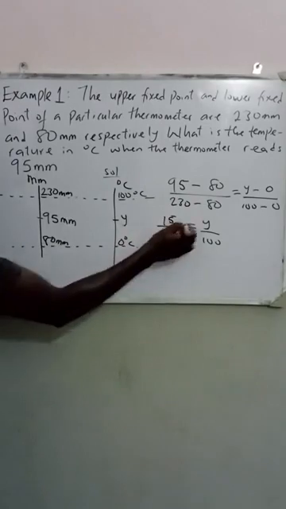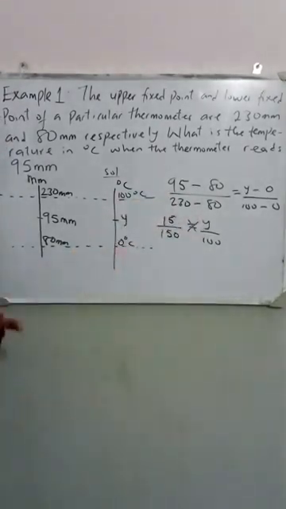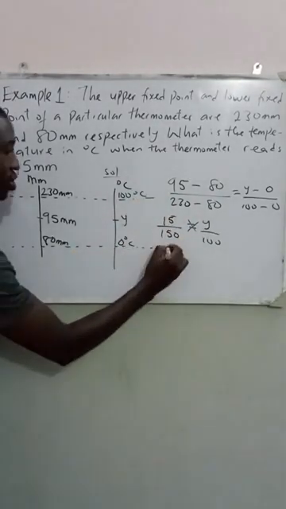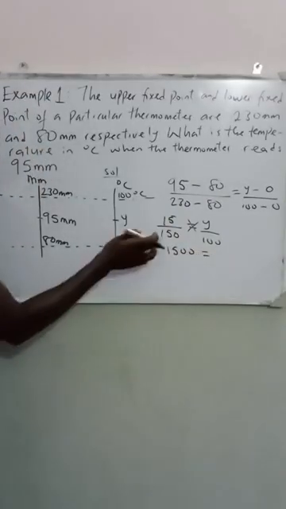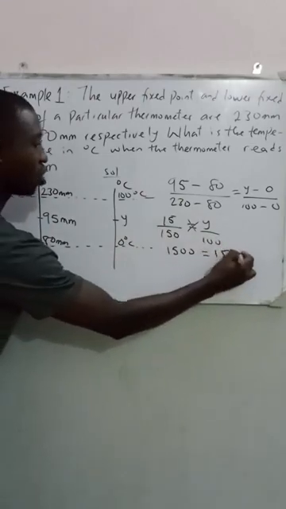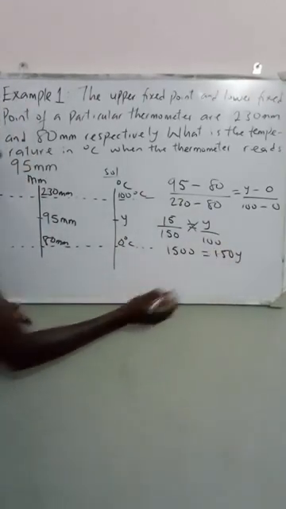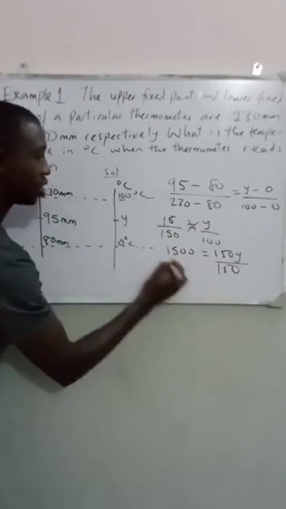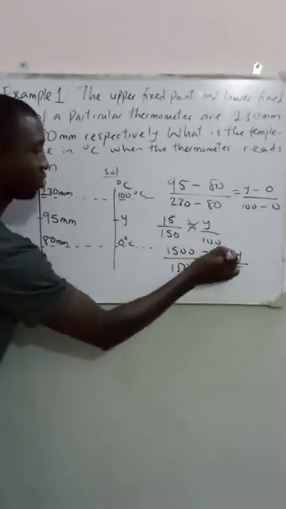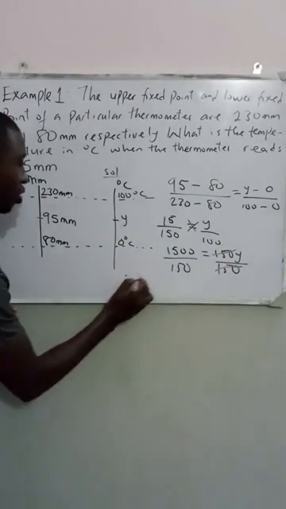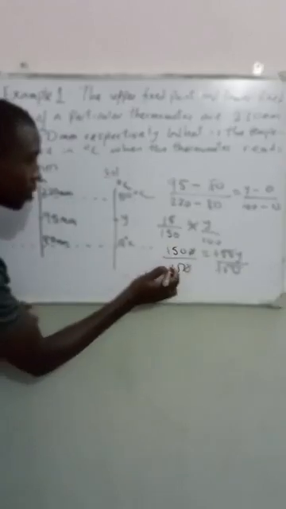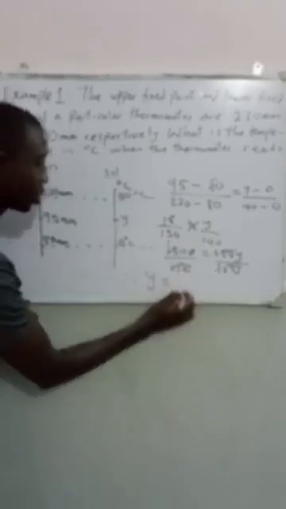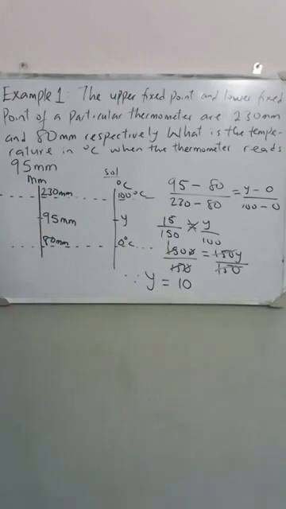So that we can cross multiply. When we cross multiply, 15 times 100 gives 1500, which is equal to 150 times Y, that is 150Y. Since I'm looking for Y, I can divide both sides by 150, so that 150 cancels 150. Therefore, the value of Y is equal to 1500 over 150. The zeros cancel, and 15 over 1.5 gives us 10. The value of Y is 10.